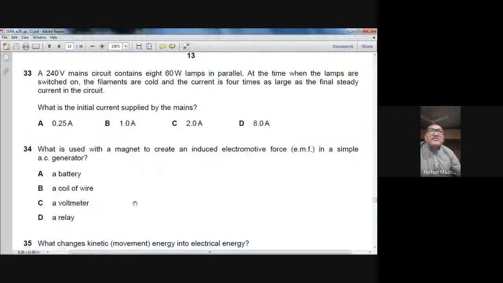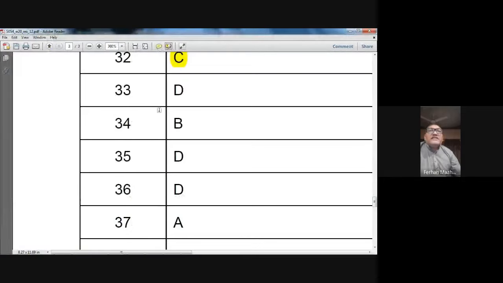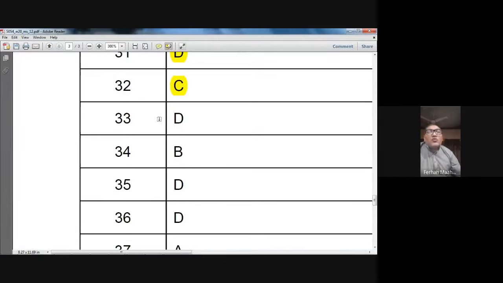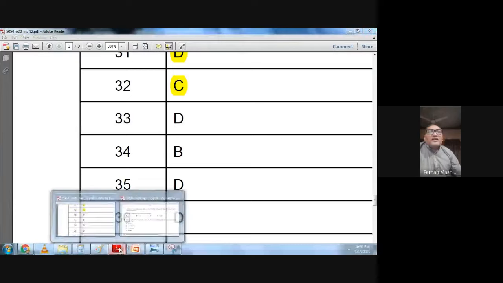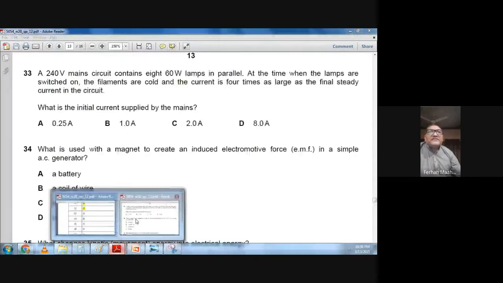I'm not sure about this question. Do we have this option? Question number 33, C looks the right option. Question number 33, D is the right option. So let me reconsider this thing.